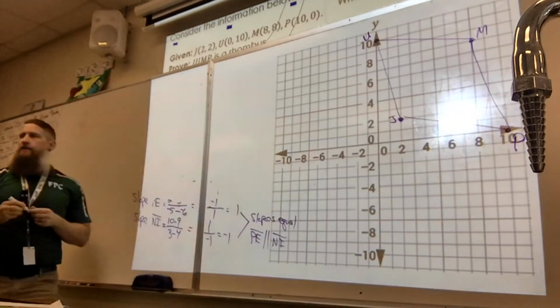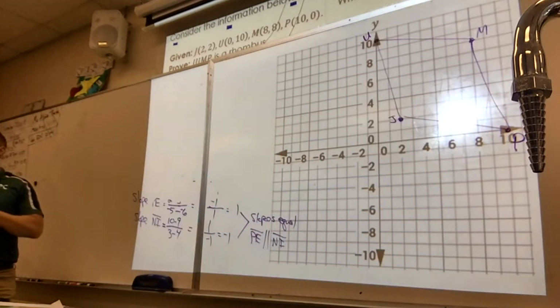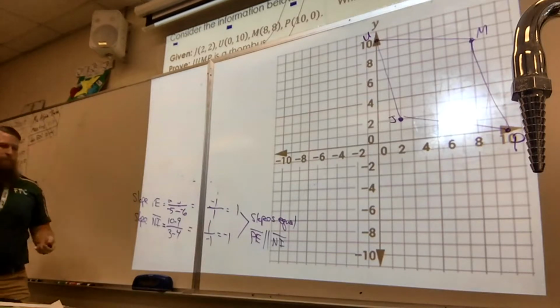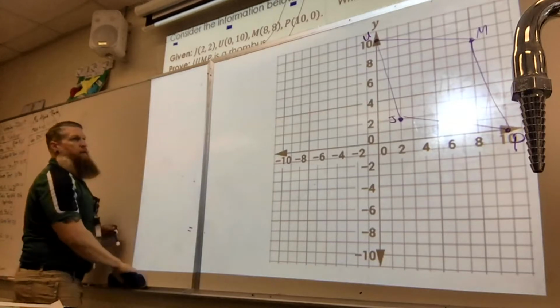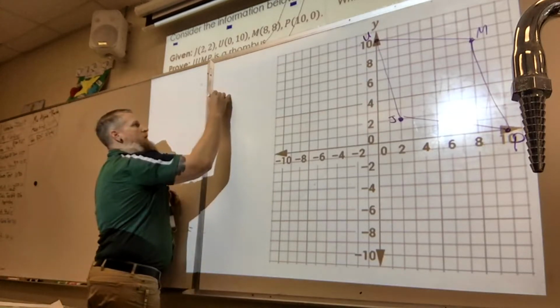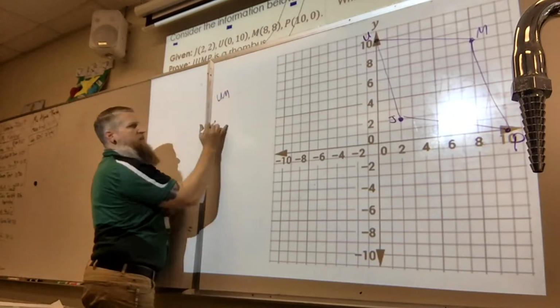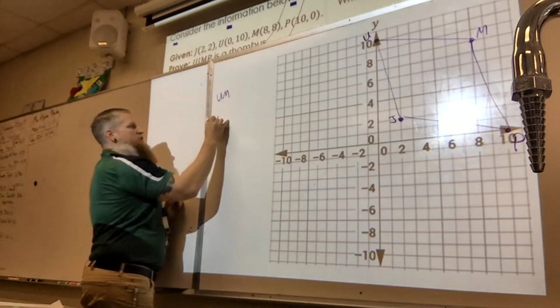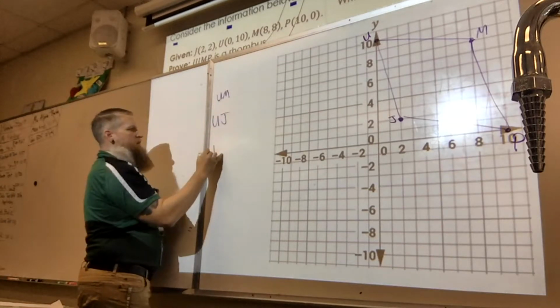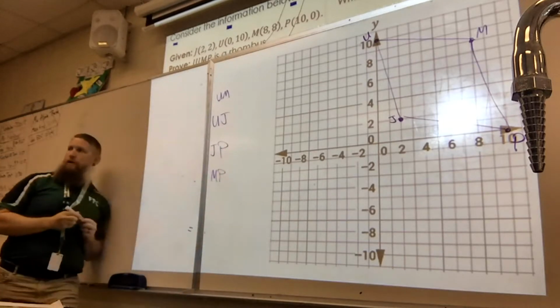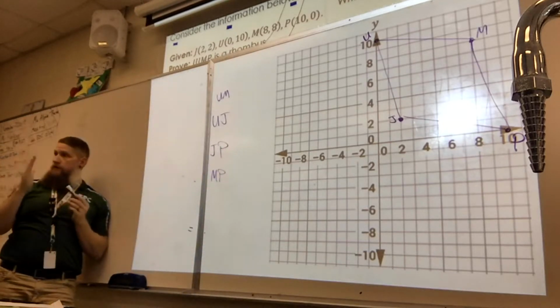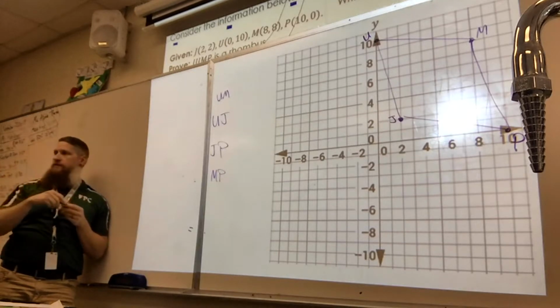Okay, so now again, drawing that out, the only real benefit to me having that there is so that I now know that those points U and M make a side, the points U and J make a side, J and P make a side, and M and P make a side. Okay? So again, for this to be the rhombus, I need all the sides to be the exact same length.